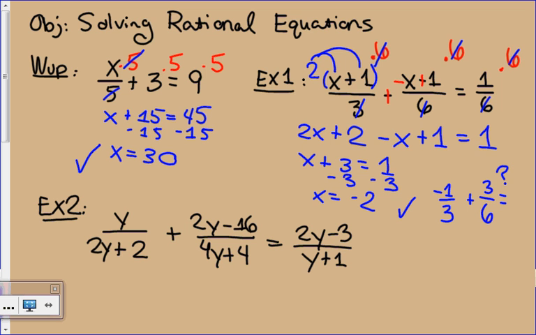Does that equal 1/6? Yeah. Because this now becomes negative 2/6, or 3/6 is 1/6. So are we happy with that double check? And no restrictions on this one, so again, I'm expecting you to do so.